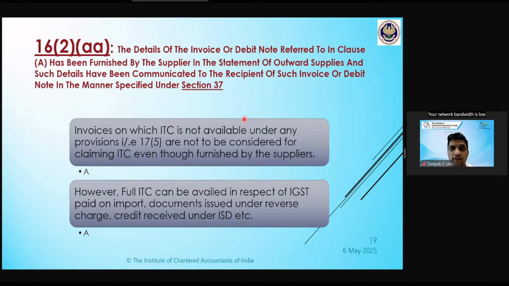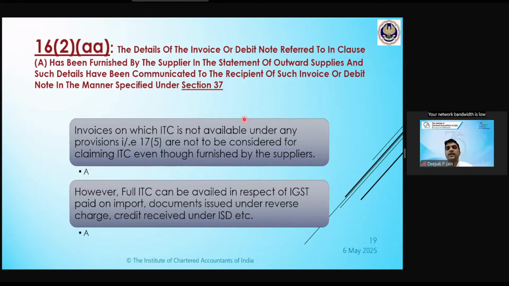If supplier doesn't fill the GSTR 3B, ITC has to be received by the recipient. If the supplier doesn't fill the 3B, yes. अगर वो फाइल नहीं करता है by September, then receiver has to reverse the claim.